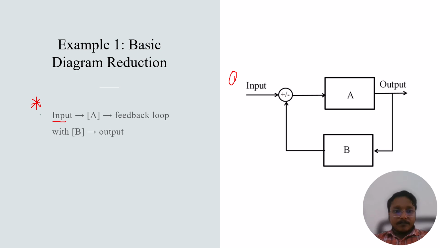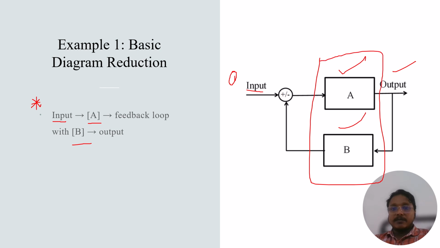So input, and after that in between a block will be there, B block is there, and the feedback loop will be there, and the output. Okay, A block and B block and the output. This is what they have given. So now how do we need to reduce it? If these two are in parallel, then either we need to add or subtract, and there are no negative signs here, so I can simply write A plus B, right?